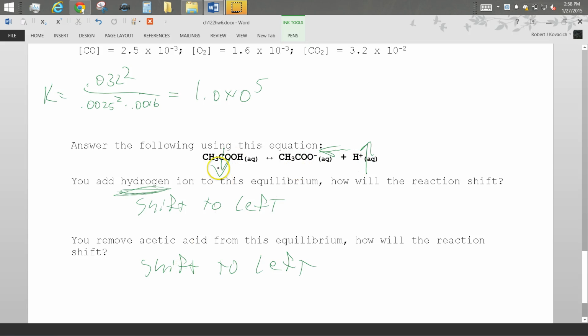And the next one, I took some acetic acid out. So I removed some acetic acid, so the reaction needs to make more acetic acid because some's now missing. And it does that by taking my acetate and my hydrogen ion and shifting it back over to make more, to replace the acetic acid that was just lost.